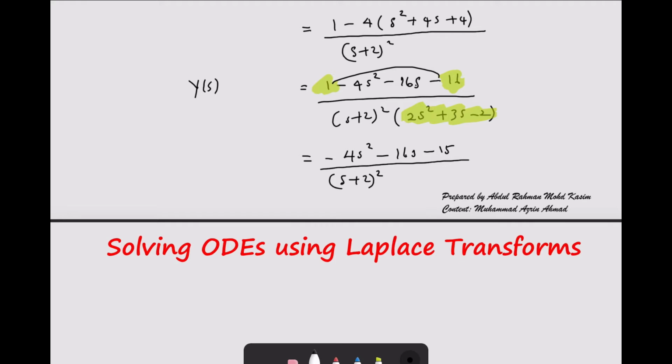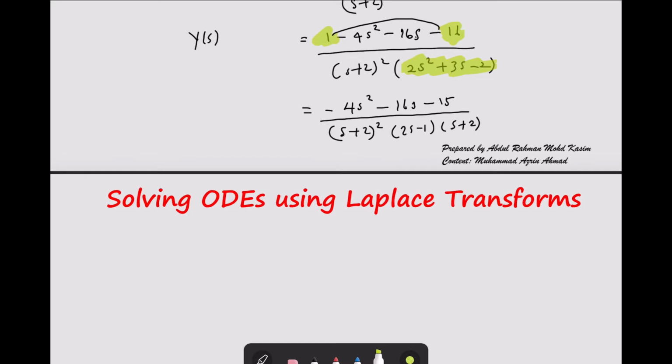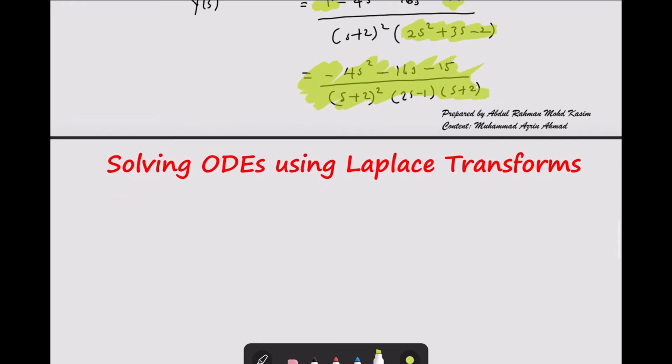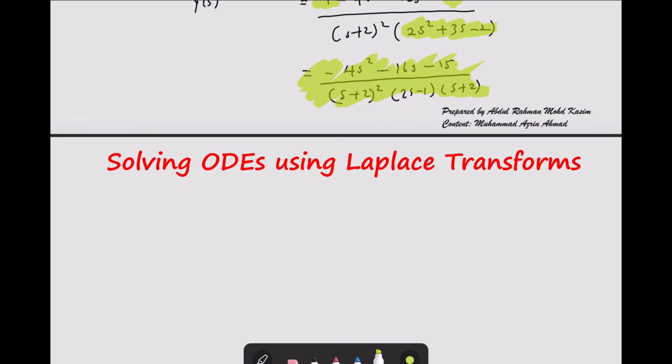So what is the linear? The linear factors are (2s minus 1) and (s plus 2), sorry. So you will have this as Y(s). Now you need to proceed to find y(t). As you know, in order to find y(t), you just need to inverse Y(s). However, the inversion for the right hand side is complicated, so you need to apply the method of partial fractions.